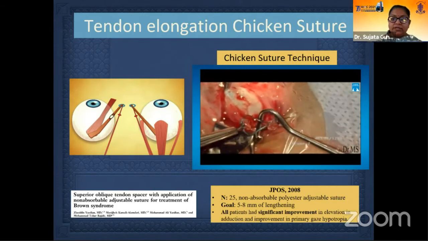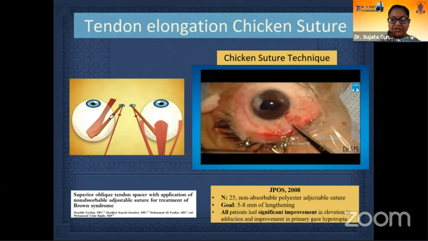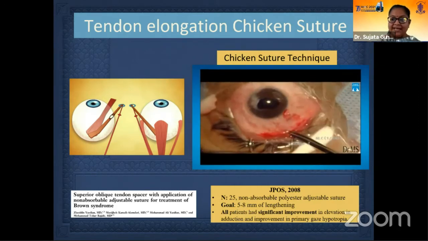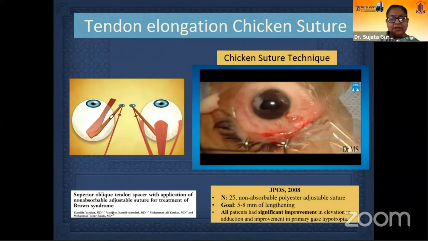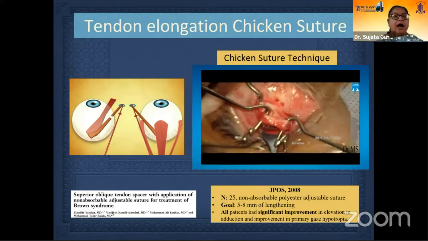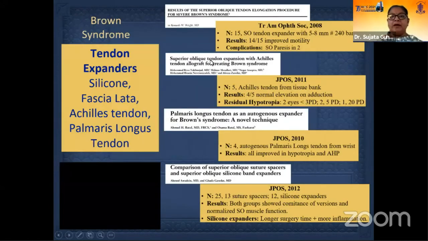Now, you can do this procedure in an adjustable fashion. After doing a force reduction test, you can check the tightness, and you can loosen or tighten the suture according to the results of your force reduction. Different other materials have been used to elongate this tendon. The silicone band, which the retinal surgeons use, the 240 band, has been used. Fascia lata, palmaris longus, many things have been used.